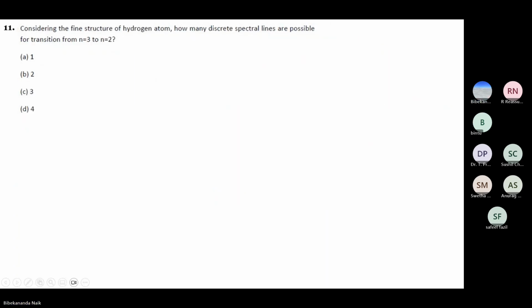Then the last question. This question says, considering the fine structure of hydrogen atom, how many discrete spectral lines are possible for transition from n equal to 3 to n equal to 2? So these are the four options: 1, 2, 3, and 4.